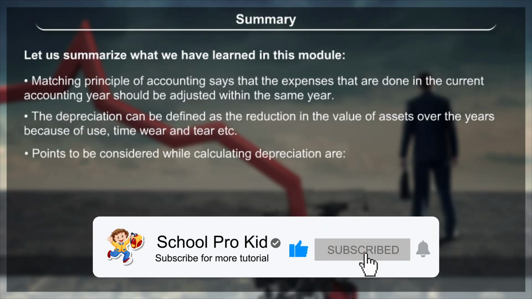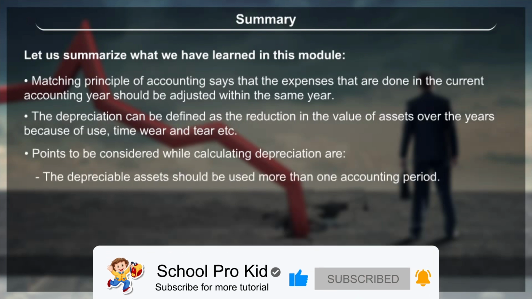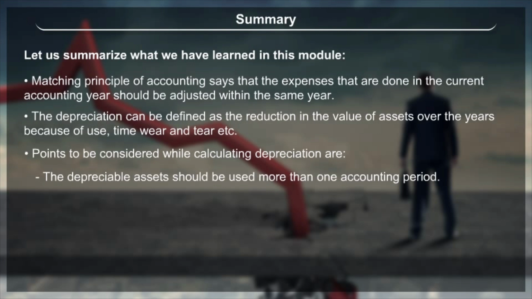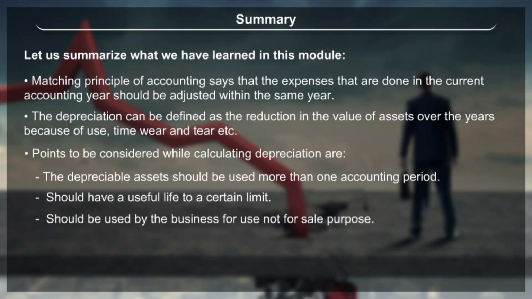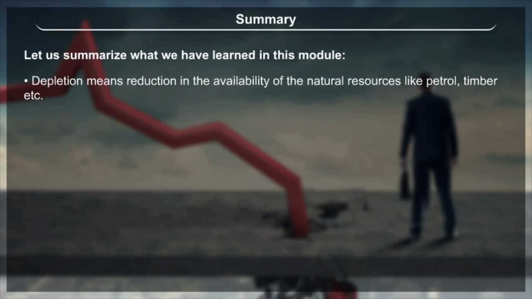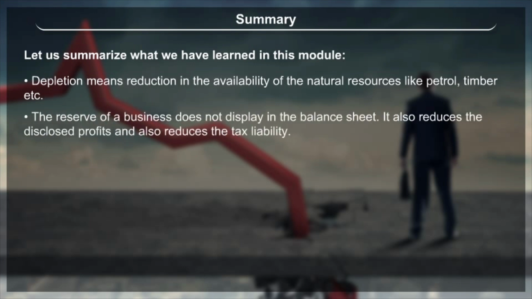Expected life of an asset. Depletion means reduction in the availability of natural resources like petrol, timber, etc. Amortization means allocating the cost of an intangible asset over a period of time.